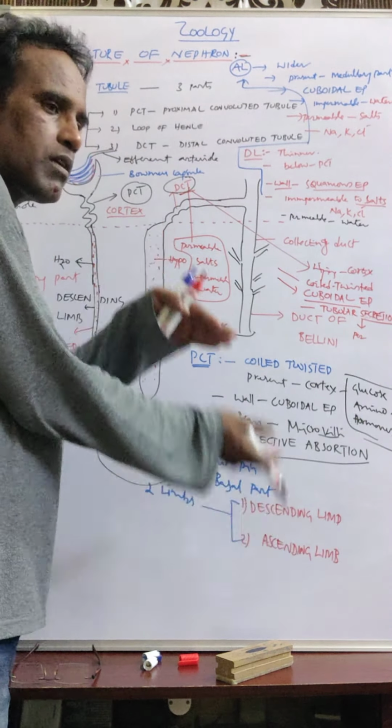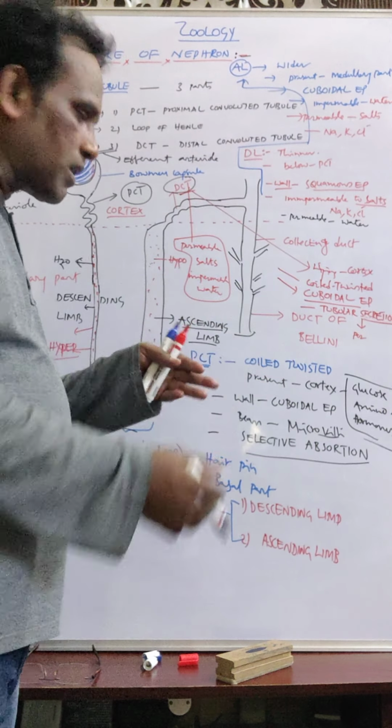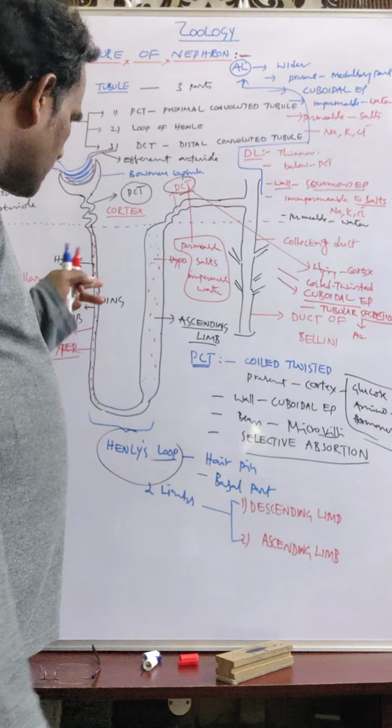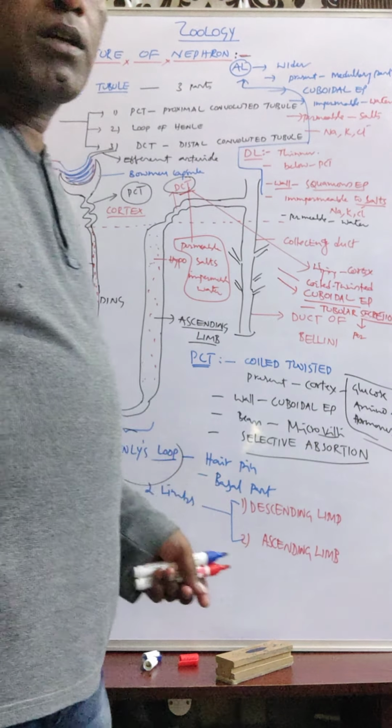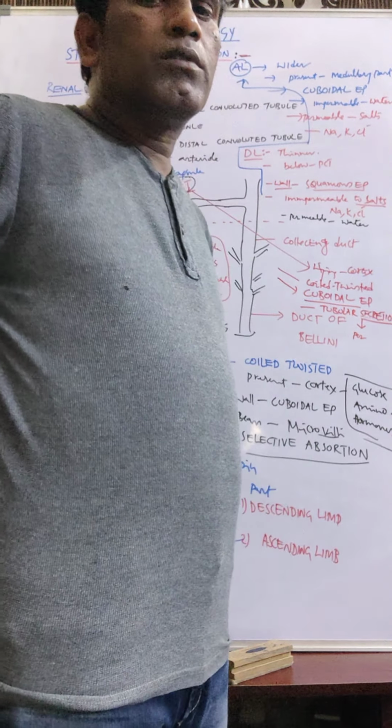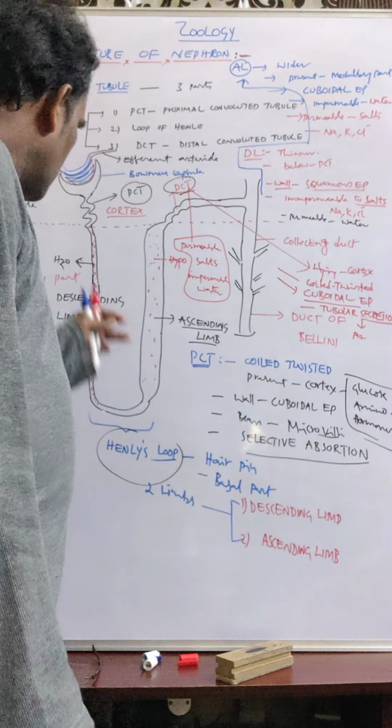The two hairpins are joined. It consists of two limbs: the descending limb and the ascending limb. Both of them are joined at the basal part of this Henle's loop.